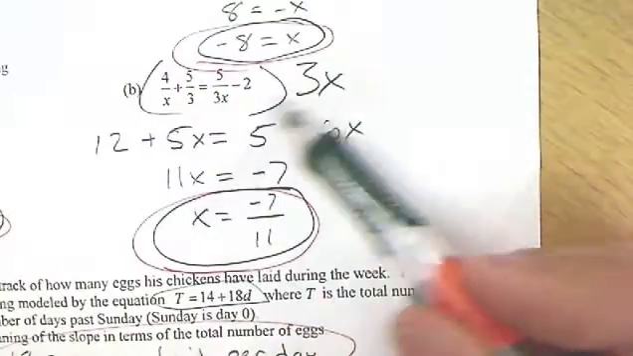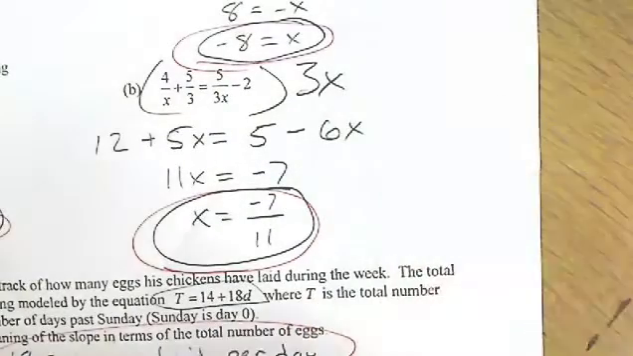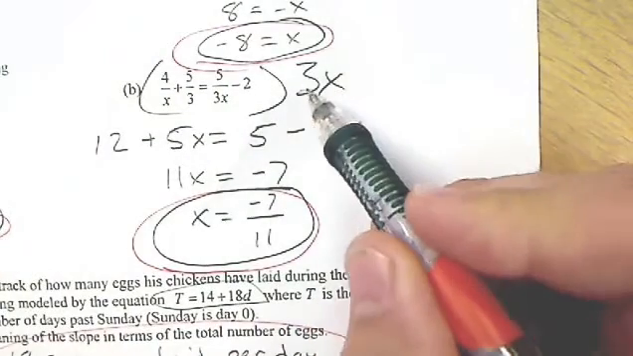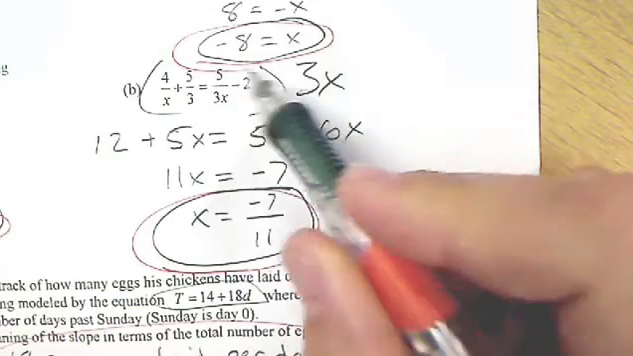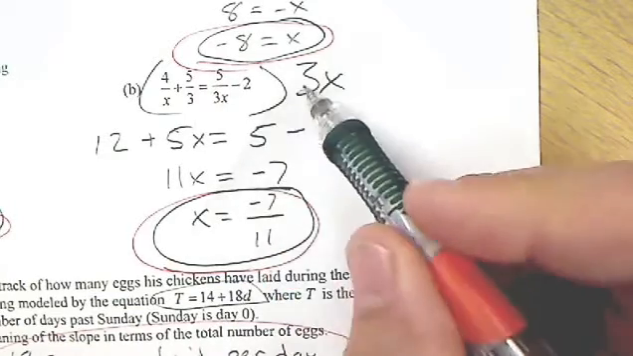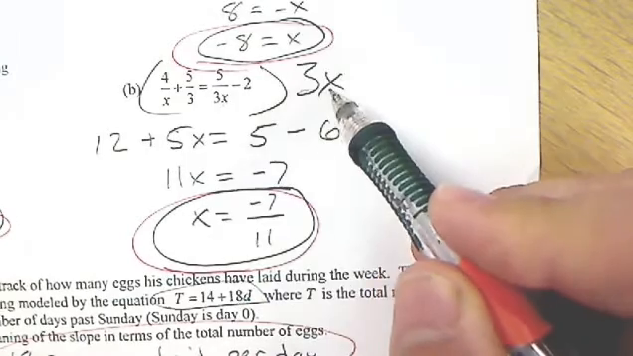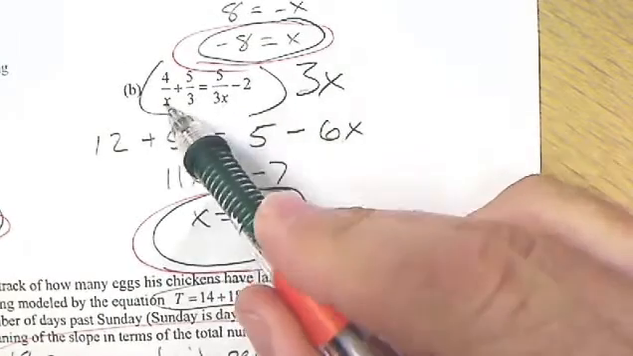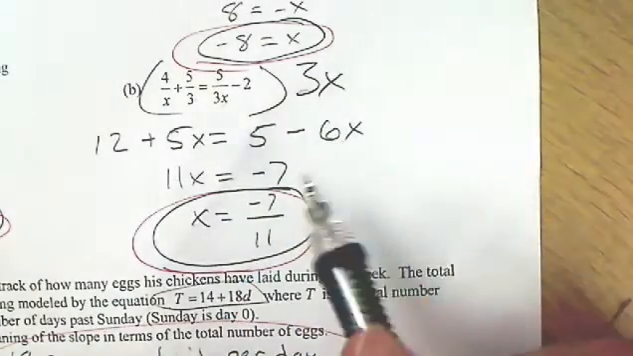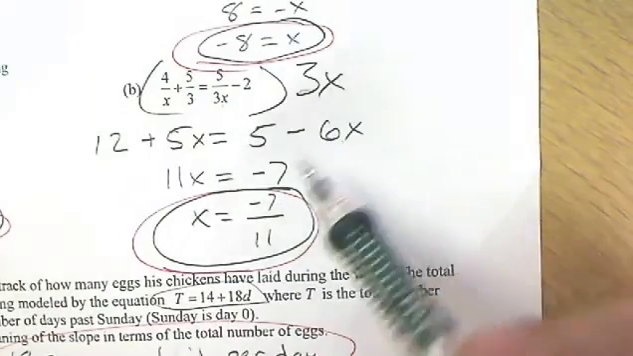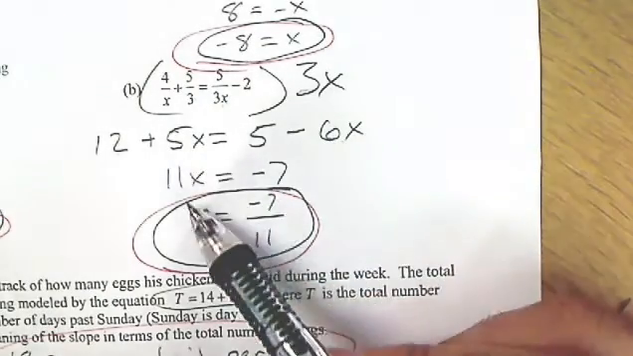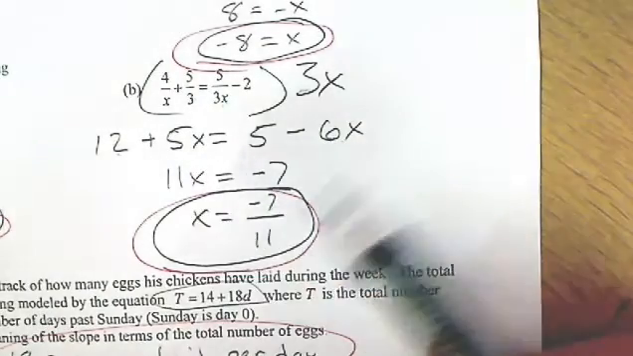Common denominator, multiply by the 3x, and all the fractions will disappear. 3x times 2. 3x times 5 divided by 3x, 5. 3x times 5 divided by 3 is 5x. 3x times 4 divided by x is just 12. Solve it like a regular equation. Add 6x to both sides. Subtract.